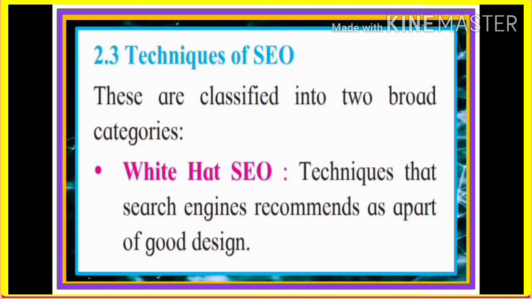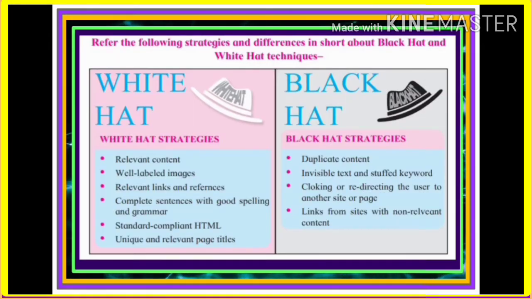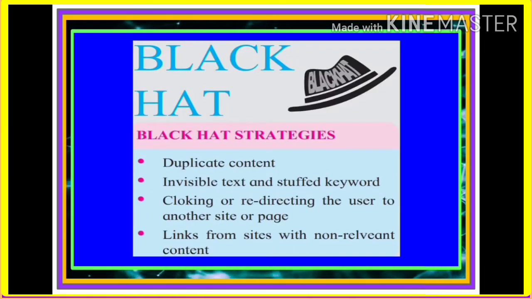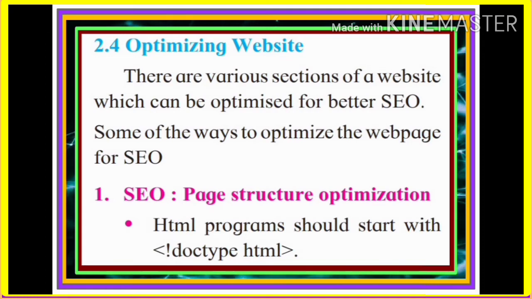Also, we have discussed about the techniques of SEO. There are two types of techniques. First is white hat SEO and second is black hat SEO. We have also discussed about the strategies and differences between black hat SEO and white hat SEO. Now we are going to start our next topic, optimizing website.